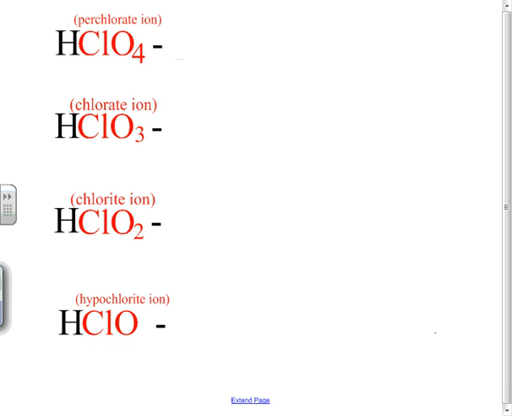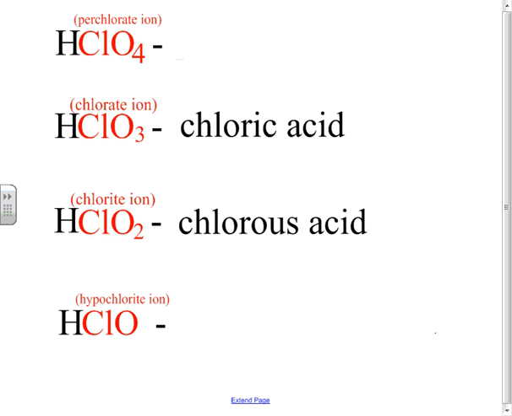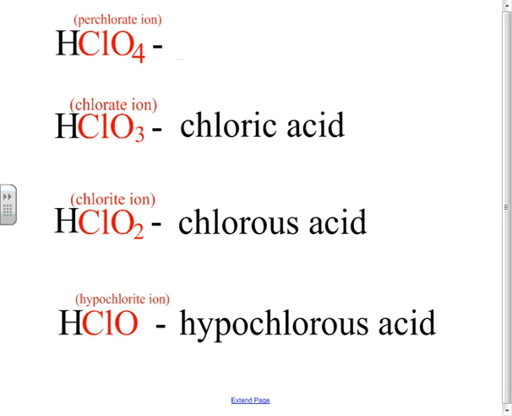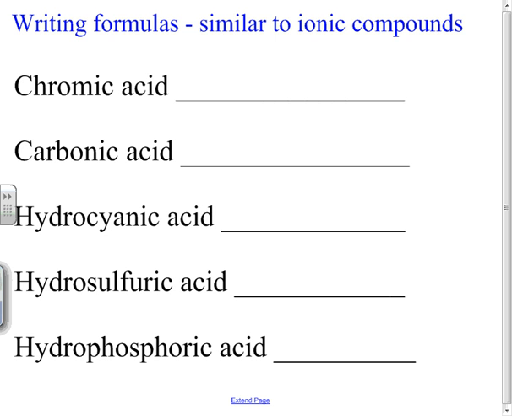When it comes to chlorine, chlorine has 4 possible polyatomic ions. There's the chlorate polyatomic ion, so that is going to follow the rules and become chloric acid. Chlorite is going to become chlorous acid. And not too surprisingly, the hypochlorite is going to become hypochlorous acid, and the perchlorate polyatomic ion is going to become perchloric acid, one of these 6 strong acids.